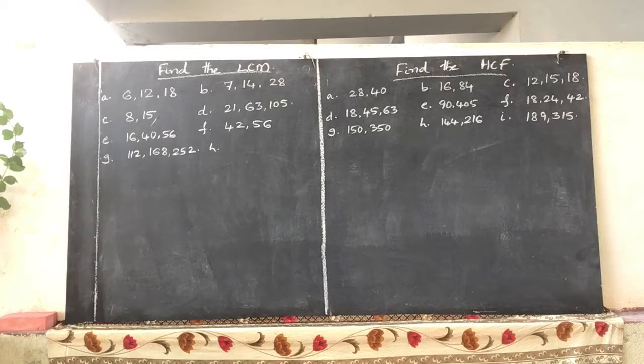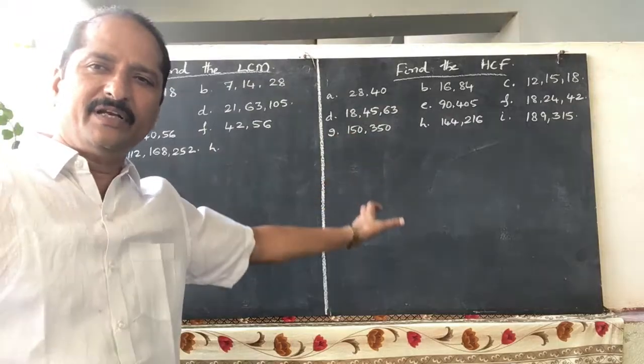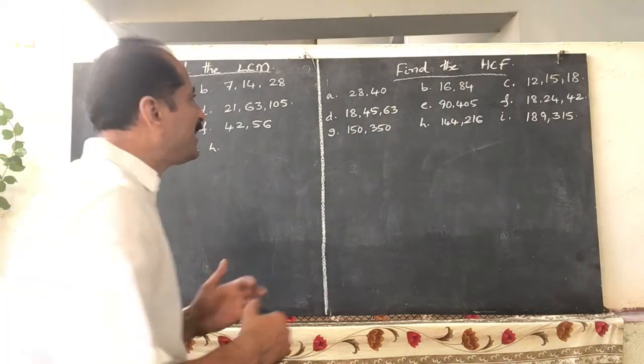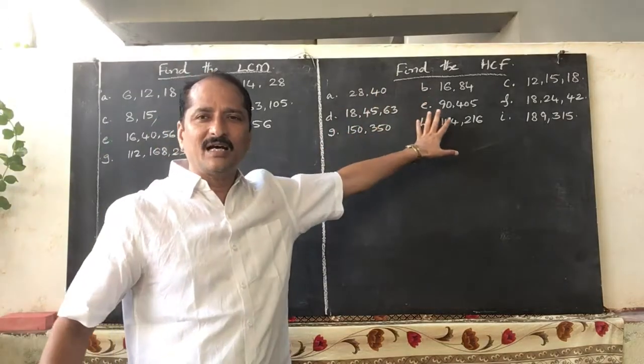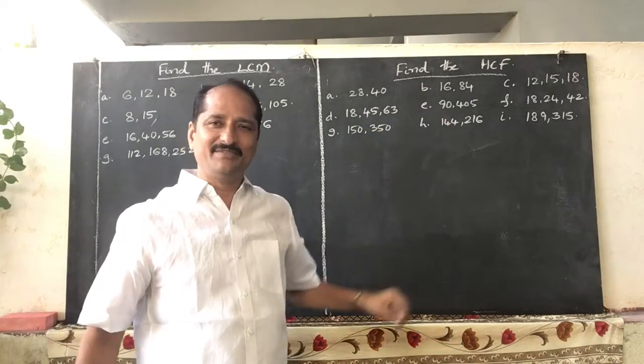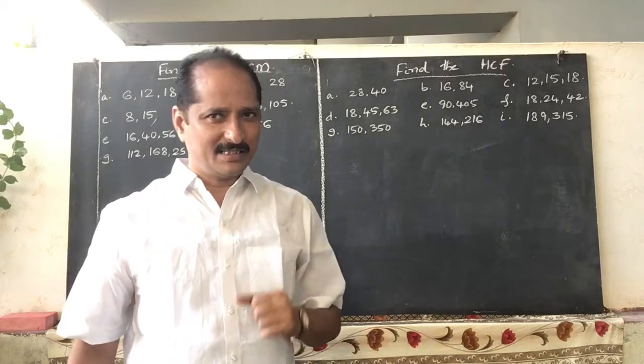As we saw how to find out the LCM and HCF in prime factorization method, we understood in the last class. Now in this class you can find out the LCM in division method as well as HCF in division method. How can you find out the LCM of these numbers in division method and how can you find out the HCF of these numbers in division method? We can see today in this class.